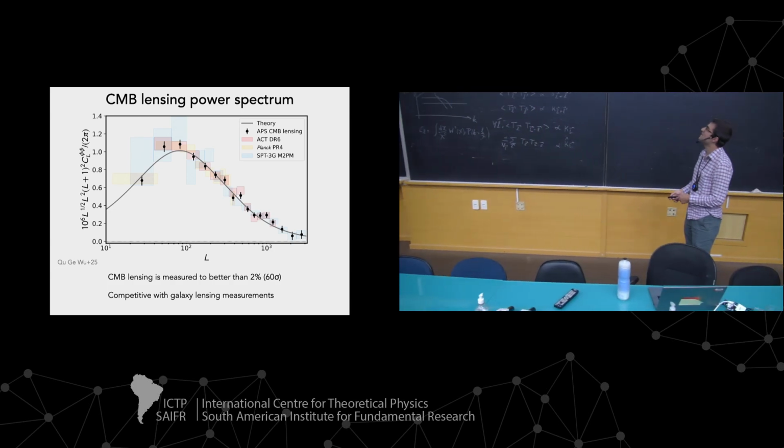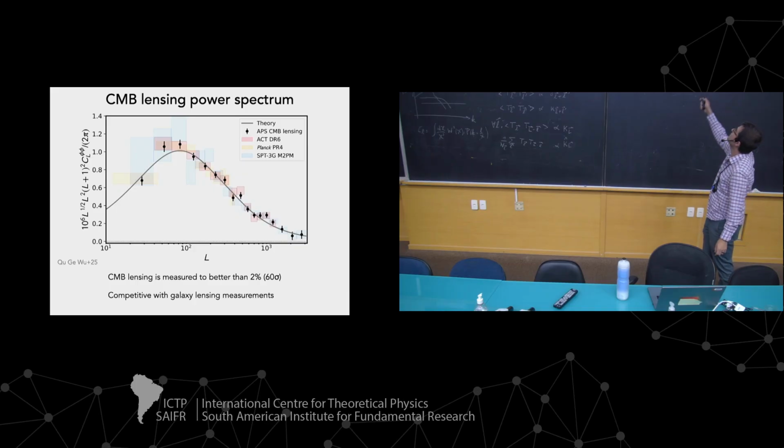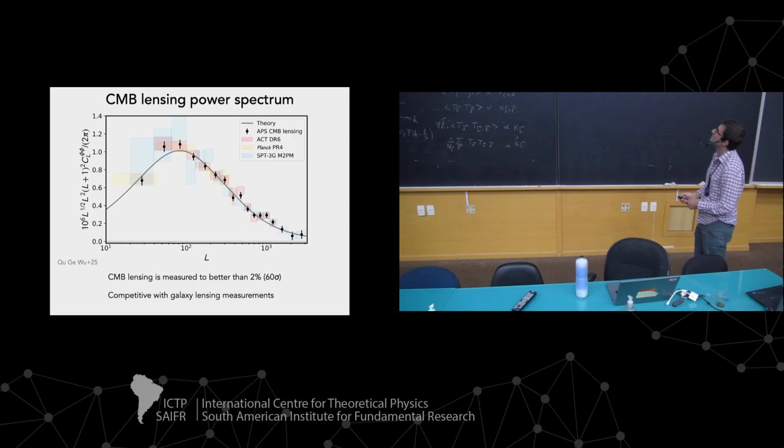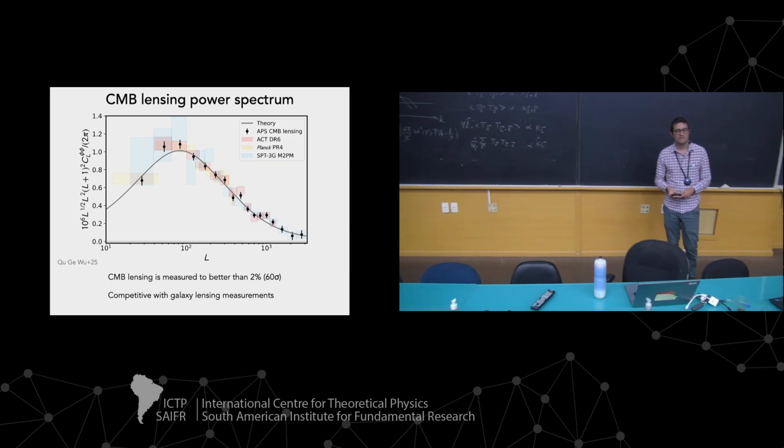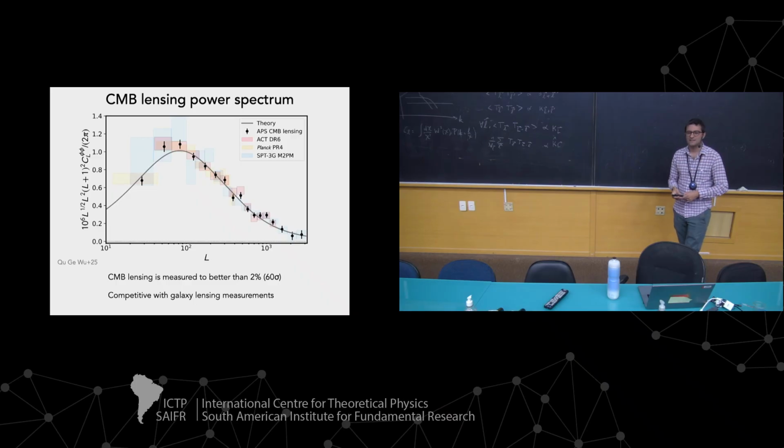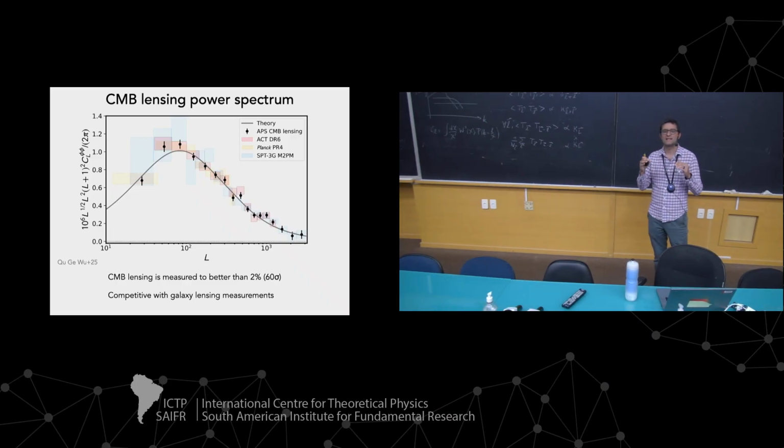Okay, so this is the CMB lensing power spectrum as measured by ACT and Planck and the South Pole Telescope, as well as their combination. And the black line, I believe, is the lambda CDM prediction from Planck. And to give you an idea, the amplitude of this CMB lensing power spectrum is now measured to better than 2%, so 60 sigma. And that's very competitive with what galaxy lensing measurements are doing. So the point I'm trying to make here is that CMB lensing measurement is on the same footing as galaxy lensing in terms of quality of the data.